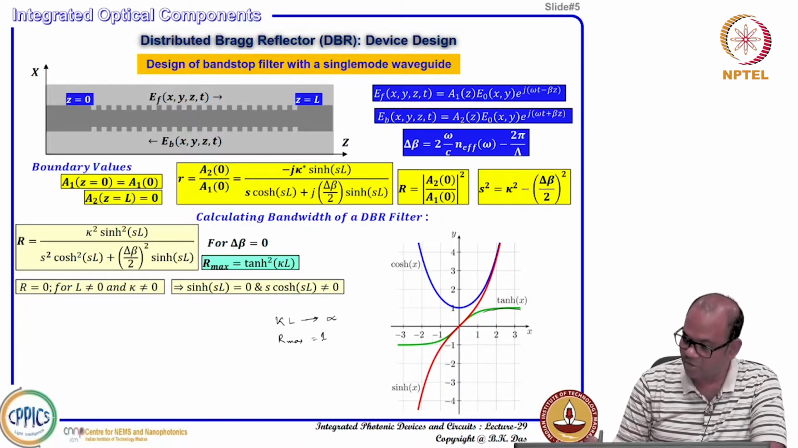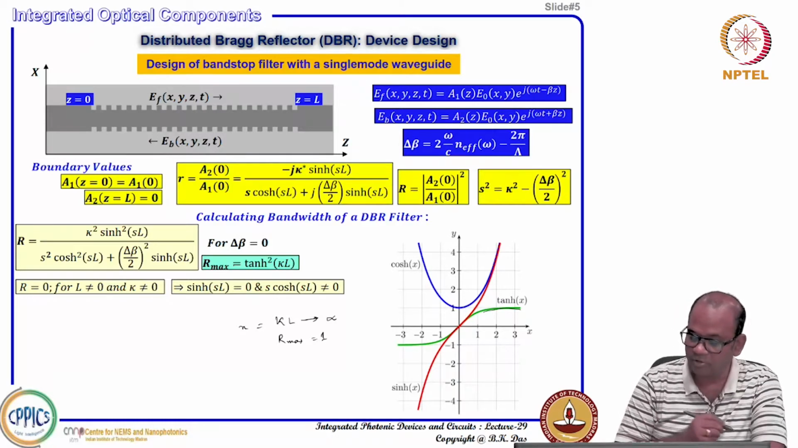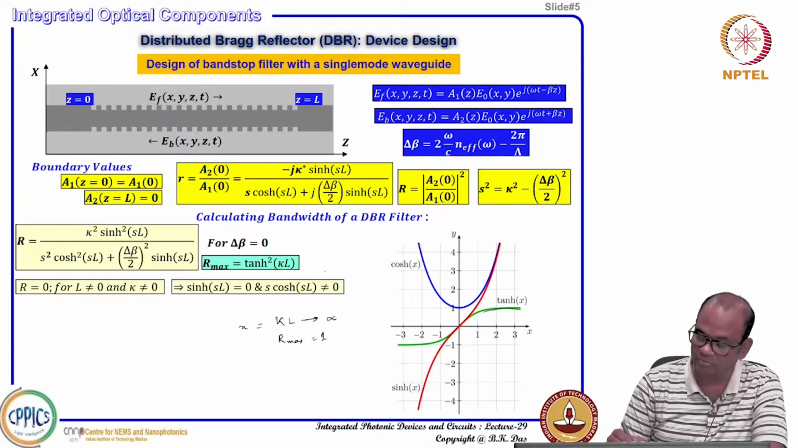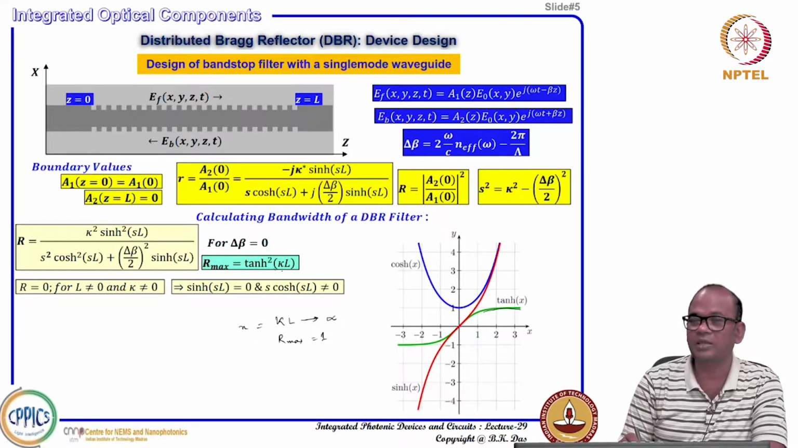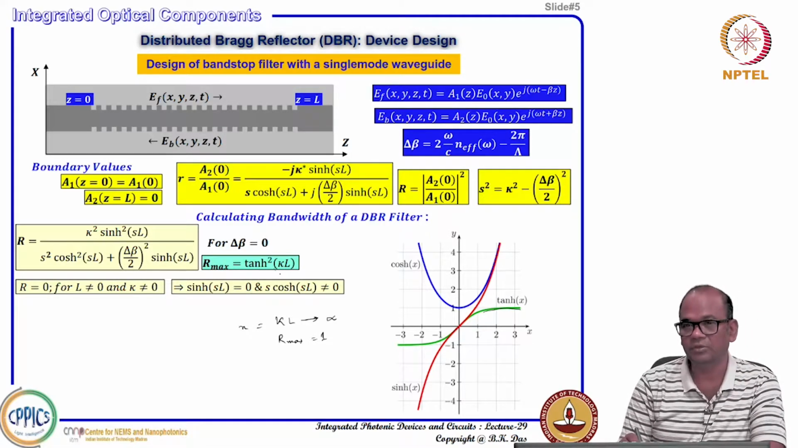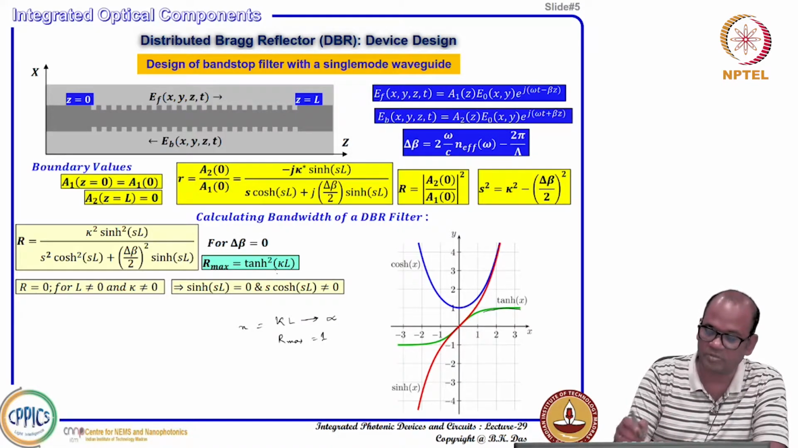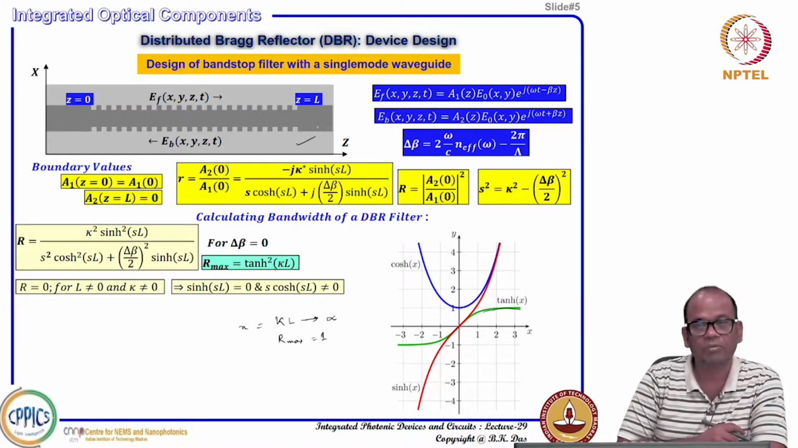As you reduce x, that is kappa L, the reflectivity will reduce, and when x equals 0, the reflectivity will be 0. For delta beta equal to 0, kappa L being 0 is possible if either kappa equals 0 or L equals 0. In that case the reflectivity will be 0, like a homogeneous waveguide with no perturbation.